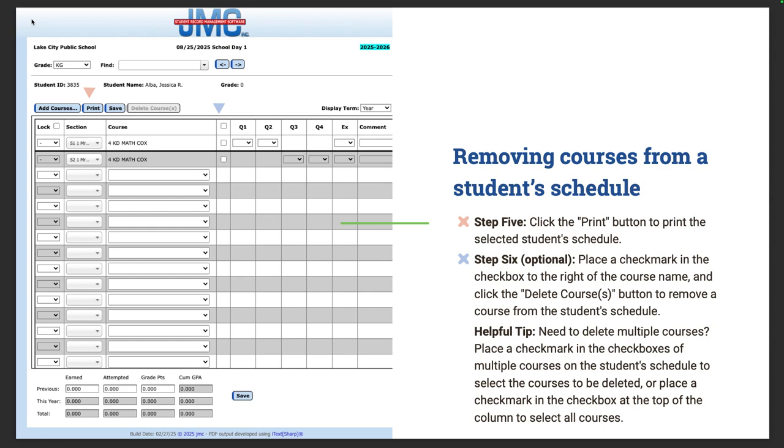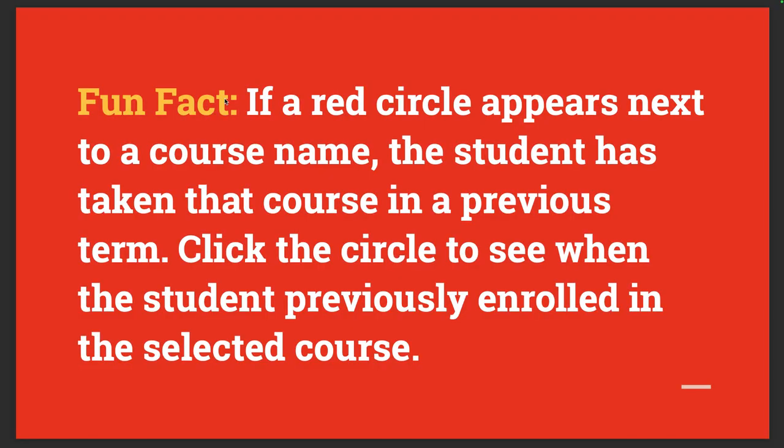In step 6, you can place a check mark in the checkbox to the right of the course name and click the Delete Courses button to remove a course from the student schedule. Helpful tip, need to delete multiple courses, place a check mark in the checkboxes of multiple courses on the student schedule to select the courses to be deleted, or place a check mark in the checkbox at the top of the column to select all courses. So right up here, you can select all the courses if you wanted to clear out a schedule completely.